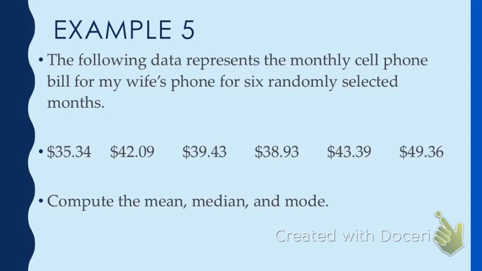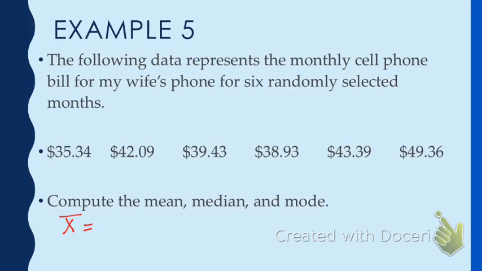I feel confident in you guys finding the mean, but if I were to do the median by hand, explain to me how I would do that. Least to greatest. How many data points are there? 6. So I would do what? Add 2, divide by 2. Take the 2 middle ones, divide by 2.